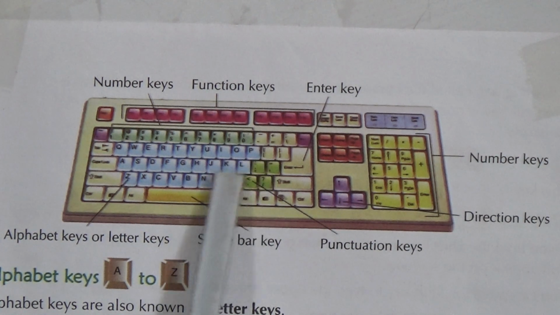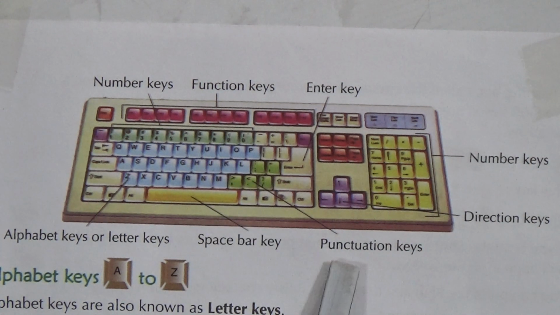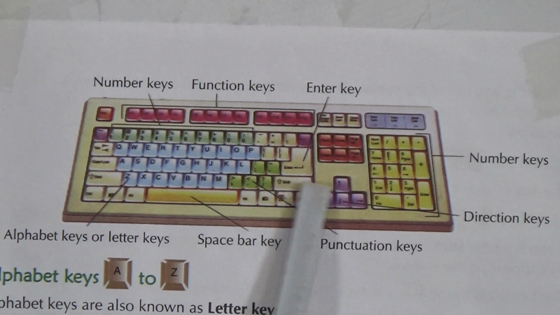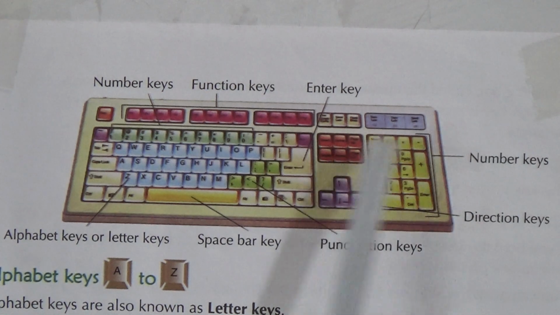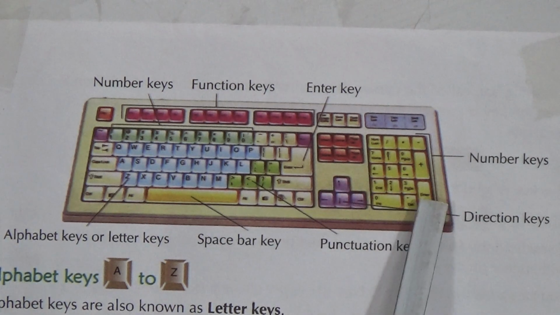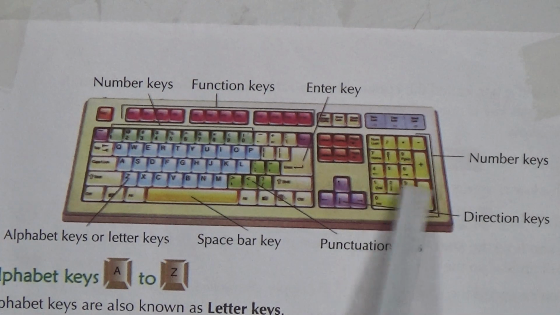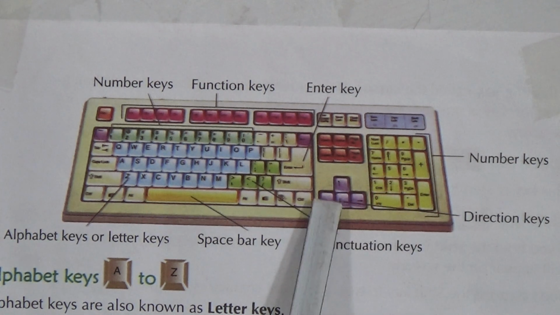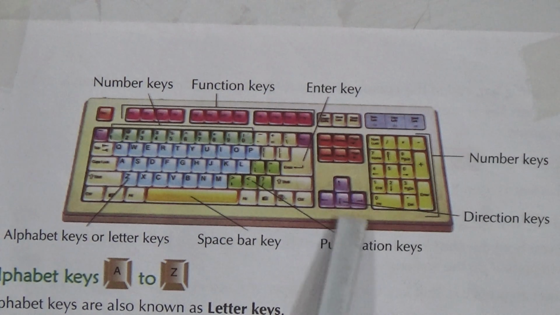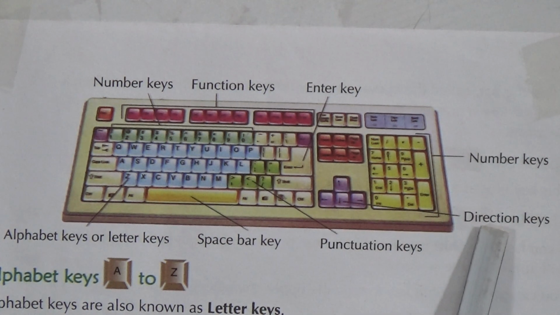And these green buttons, 1, 2, 3, 4 and 5, are called punctuation keys. And this big key here is called the enter key. And at the right side, we have the number keys again. And these purple keys, there are 4 keys showing up, down, left and right directions. These are the direction keys.